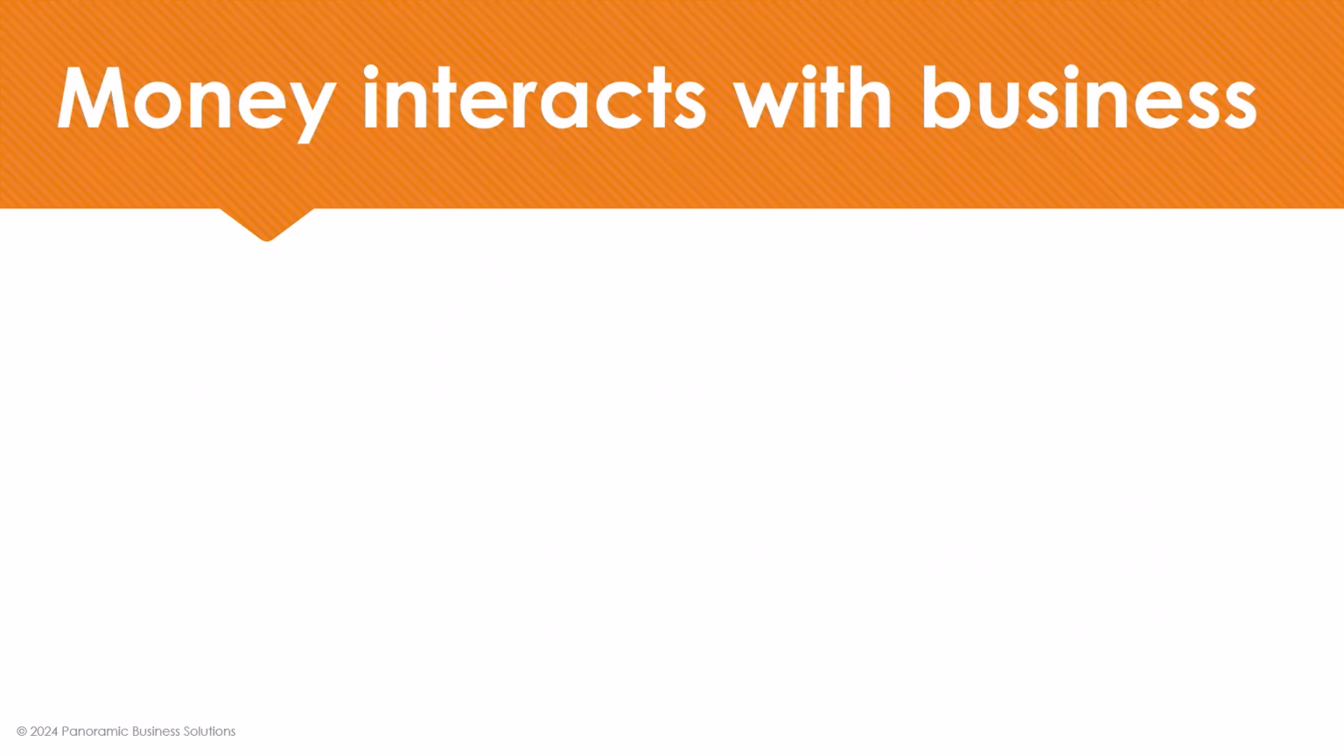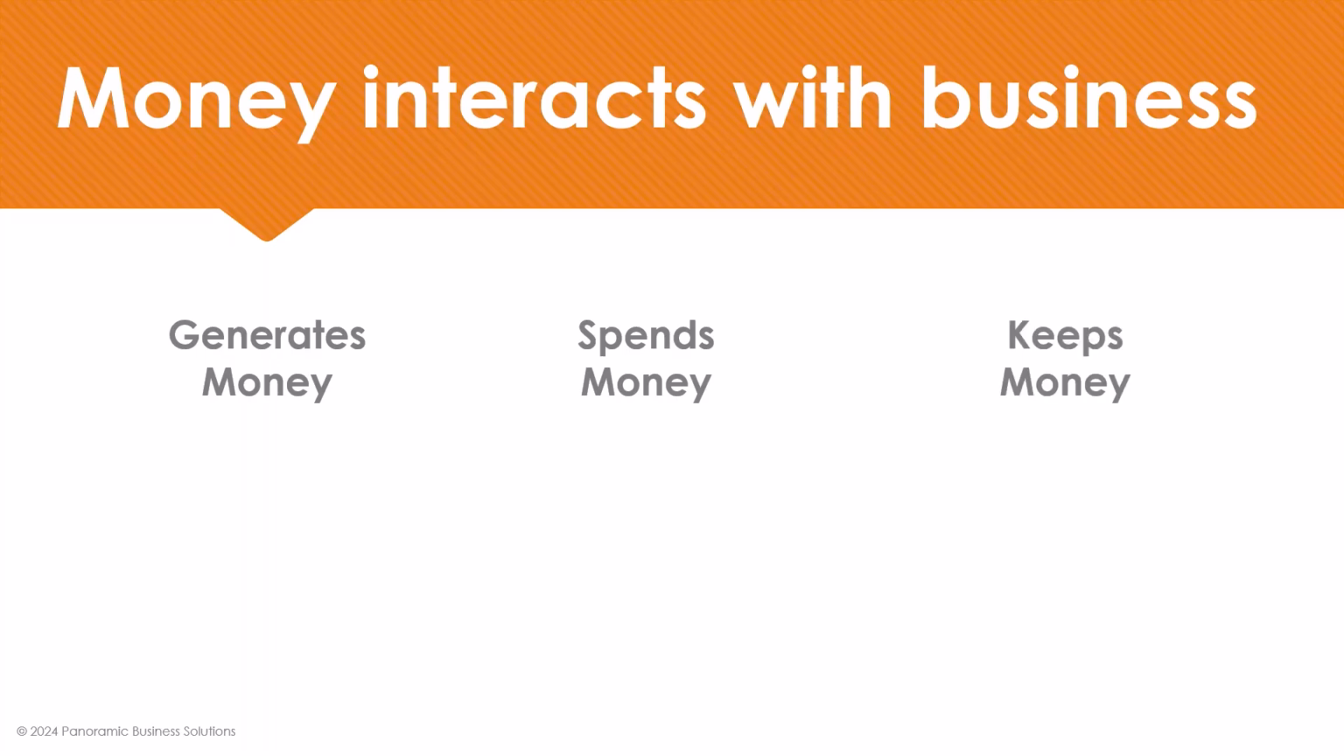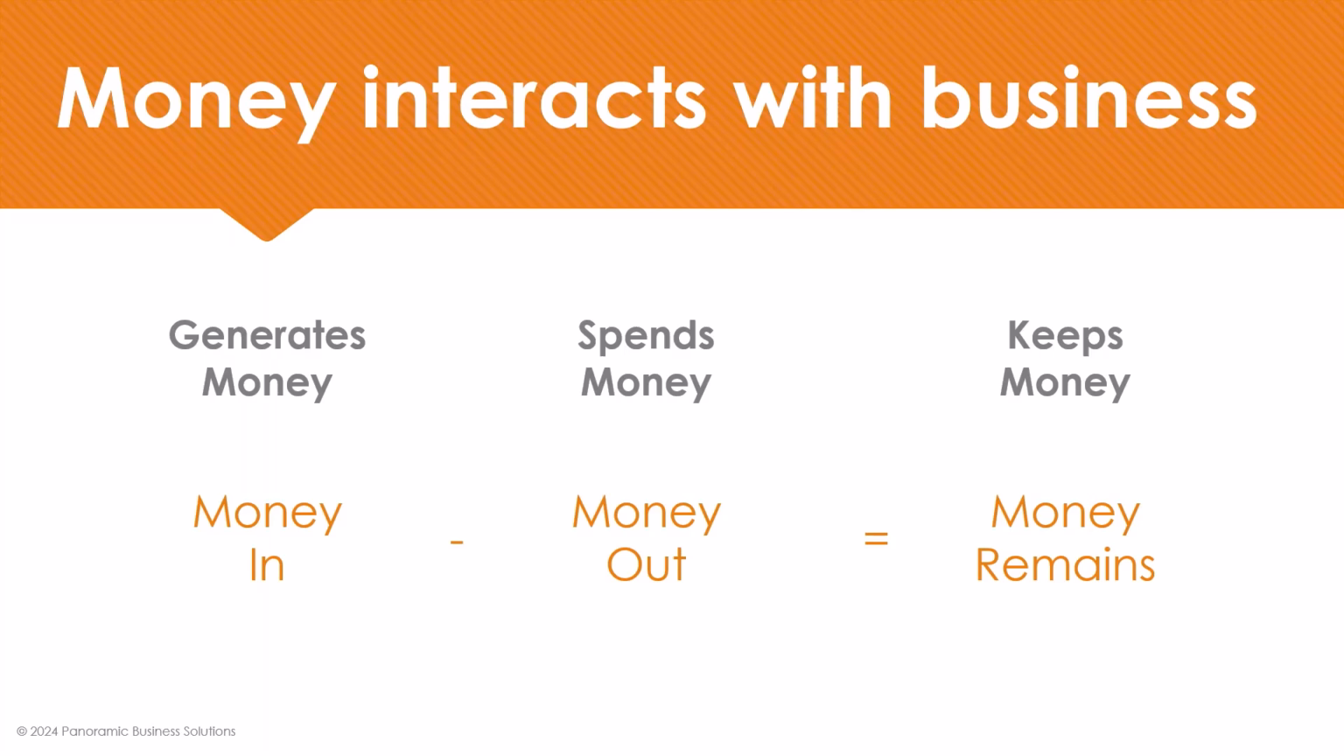So there's 3 main ways that money interacts with your business. First, your business generates money. It also spends money, and it also needs to keep money. And so this creates a very simple money formula. There's money that comes in, minus money out, and that equals the money that remains in the business for you to use in the future.